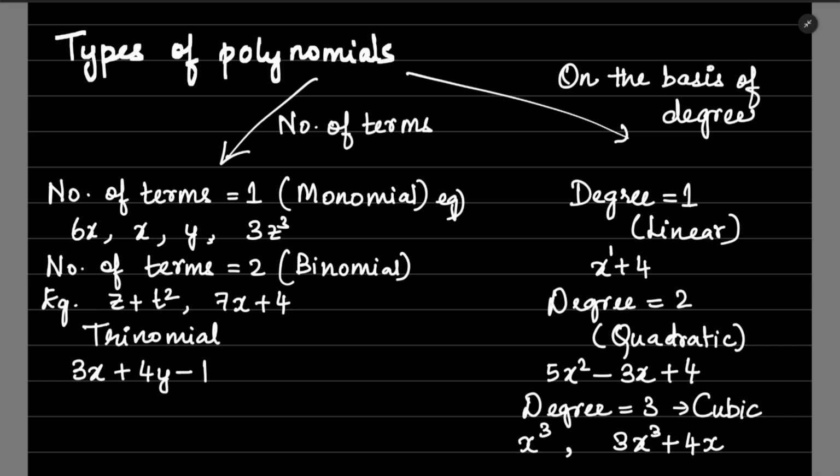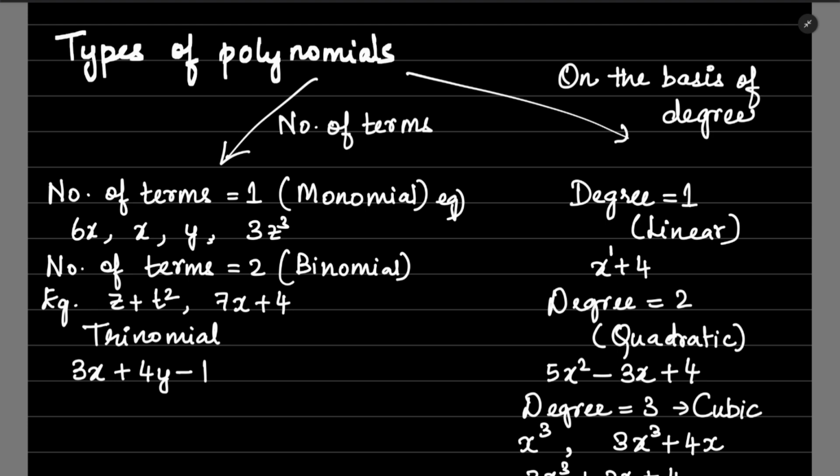Or suppose you could have more terms, say 3x cubed plus 2x plus 4. Again the degree is 3. Whenever you have degree 3, it is cubic. If the degree of the polynomial is 2, quadratic, and if the degree is 1, then it is called linear. So these are the things that you have to remember, based on degree and based on the number of terms.